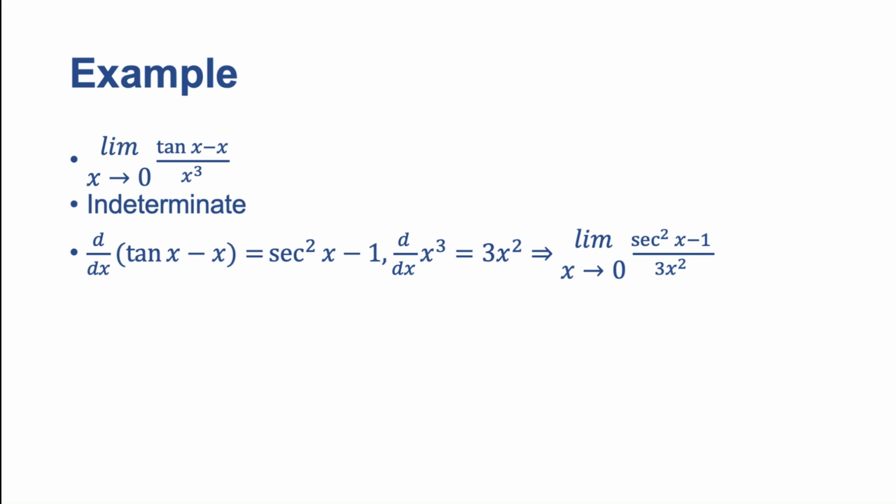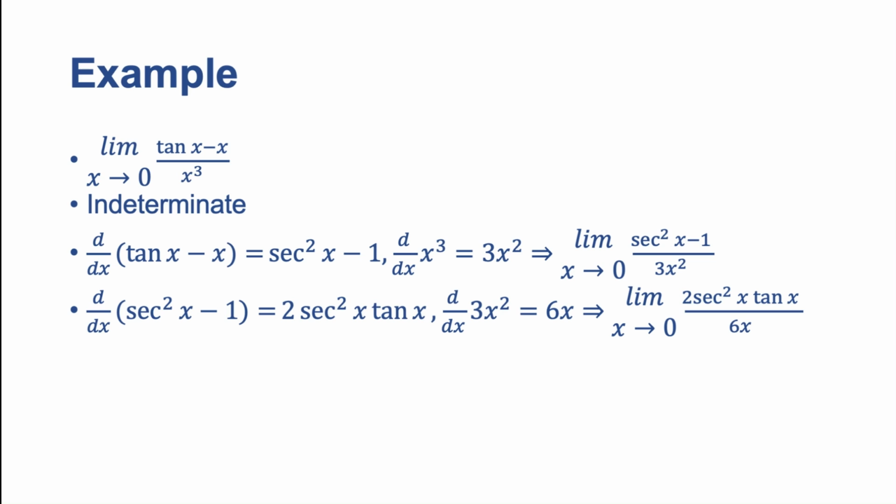So now we can rewrite this as the limit as x approaches 0 of secant squared of x minus 1 over 3x squared. Now, the secant squared of 0 is going to be 1, and if I subtract that by 1, that's 0. And of course, 3 times 0 squared is 0 as well. So we have an indeterminate form again. All right, so of course, this is fine. We just need to apply L'Hopital's rule again.